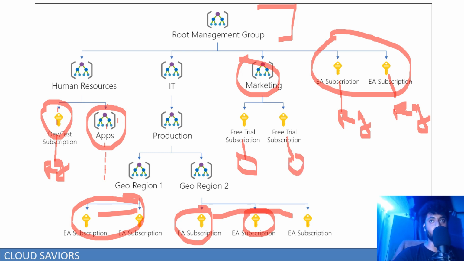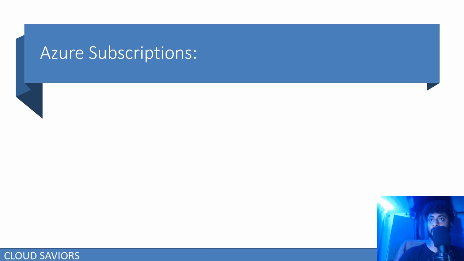Just to mention it again, one management group can have multiple child resources in the form of management groups and in the form of subscriptions. Second point, one subscription can only have RGs, not management groups, and of course not subscriptions themselves. So that's all about management groups. Let me move ahead.